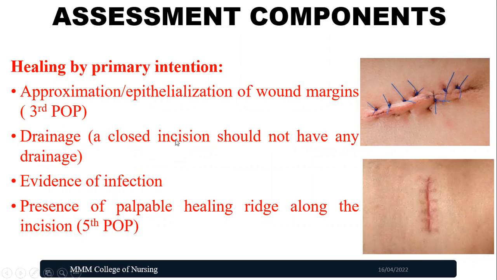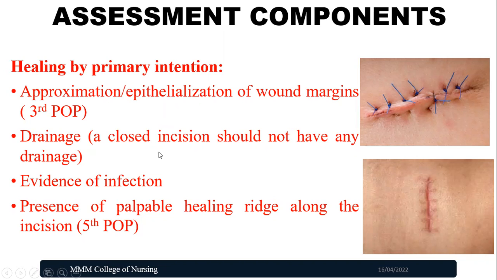Next, we'll discuss the assessment components. Assessment components can be observed based on the wound healing, either the wound is healing by primary intention or secondary intention. To understand this, you can watch my previous video on wound healing. If the wound is healing by primary intention, then we need to assess the approximation or epithelialization of the wound margins, which may start from the third postoperative day, or the drainage.